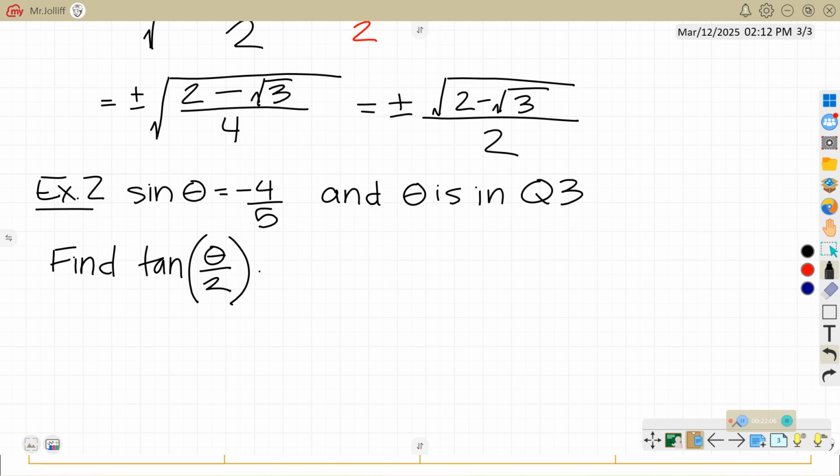So first problem is I have sine of theta. I want tan of theta over 2. That's no go. I have to fix this guy so he's in terms of theta. Yeah? So let's use one of our half angle formulas. Does anybody have a suggestion for which half angle formula I could use here?